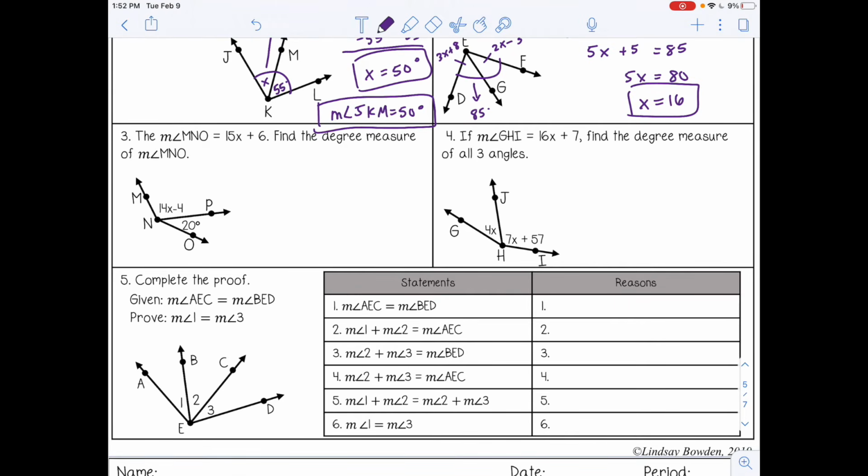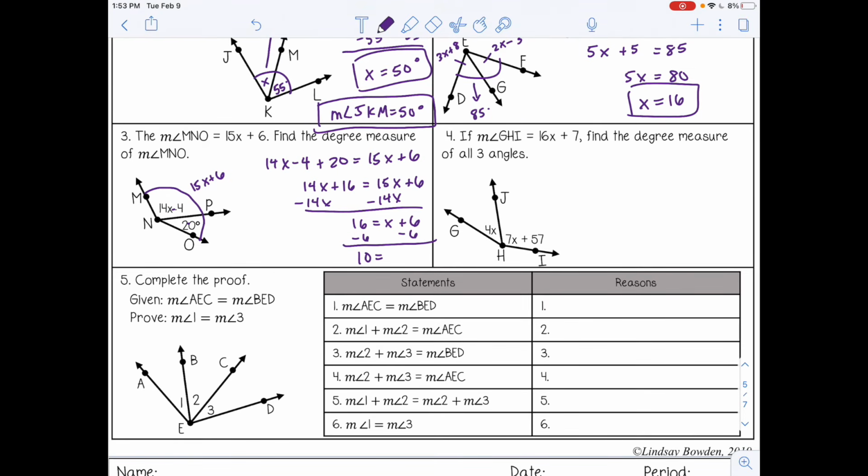All right, next one. The measure of angle MNO is 15x plus 6, so that's the whole thing. And we want to find the degree measure for MNO. So we know that the two pieces, this piece and this piece, added together should give us the whole thing. All right, so let's see, I'm going to combine my like terms on the left side, negative 4 plus 20, that's 16. Then I'll subtract 14x from both sides. Subtract 6 from both sides, so 10 equals x.